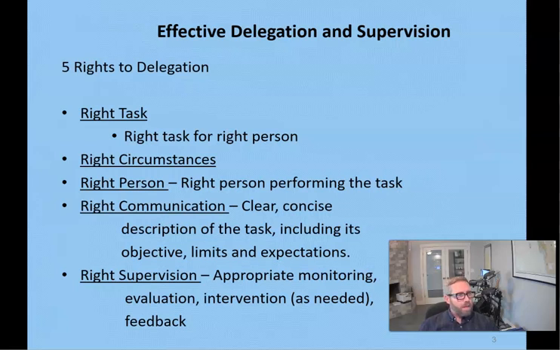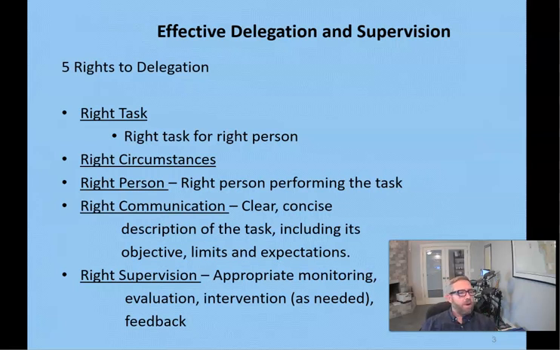But number 1, am I delegating the right task? Is this the right task, and am I asking the right person? Usually that can apply to roles or even personally. Am I delegating an advanced task for that role to someone who's brand new on the floor, right? And next is right circumstances.